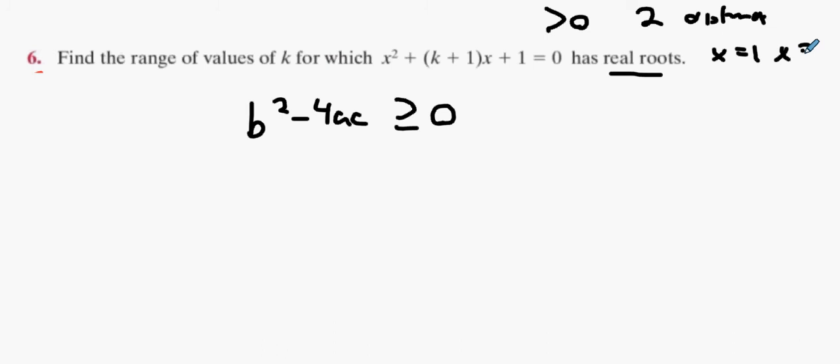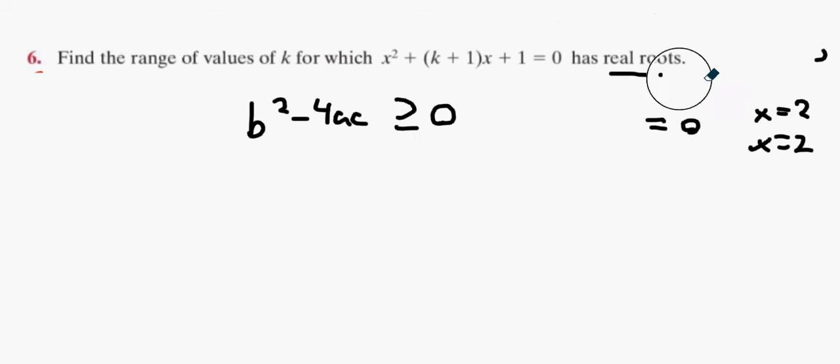Like x, 1 and 3. If it's equal to 0, it's a repeated root, which means, let's say, x equals 2 twice. You get what I'm saying? So you've got to be careful about that. When it says real roots, you're talking about bigger than or equal to 0. Okay, that's the first thing.